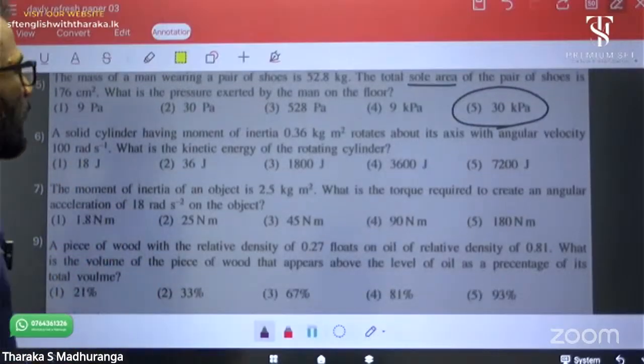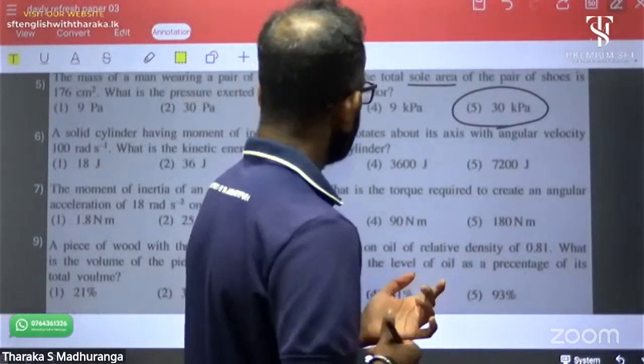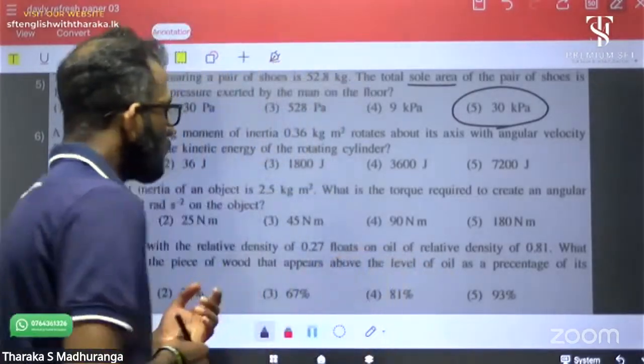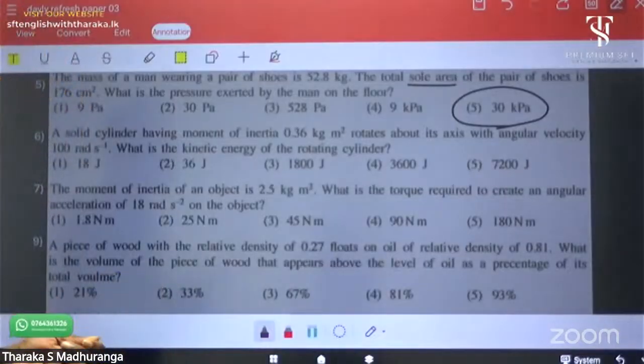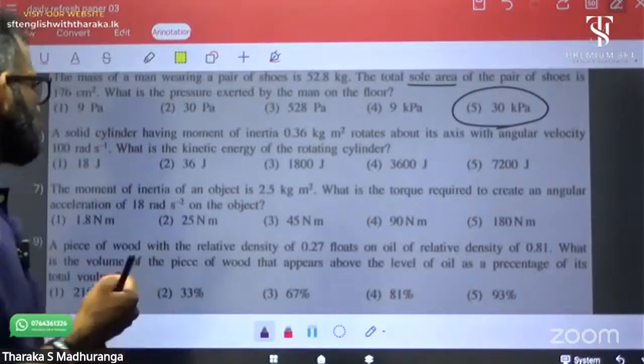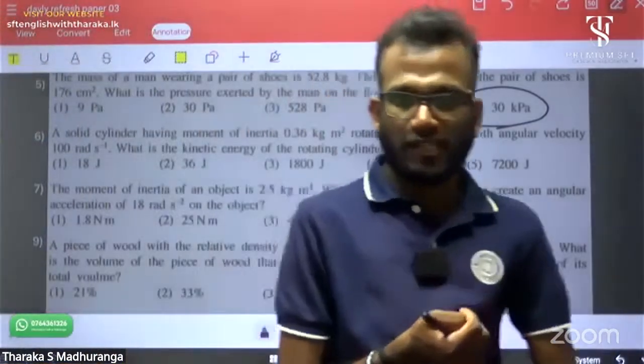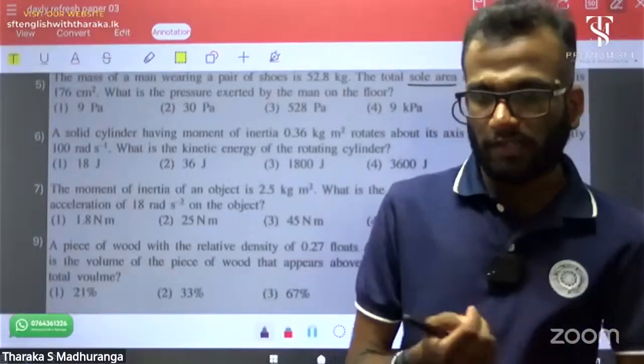A solid cylinder having moment of inertia 0.36 kg m² rotates about its axis with angular velocity 100 radians per second. What is the kinetic energy of the rotating cylinder? It is from the work, energy, power lesson.